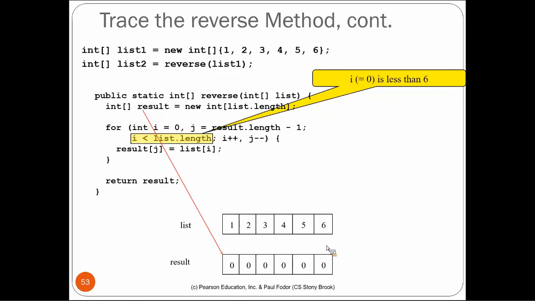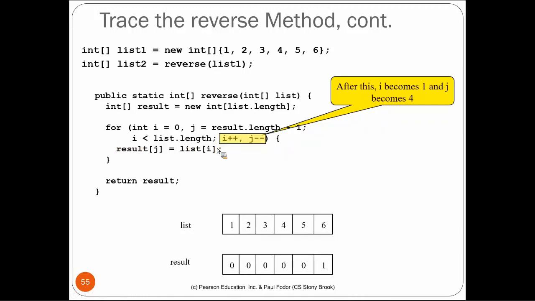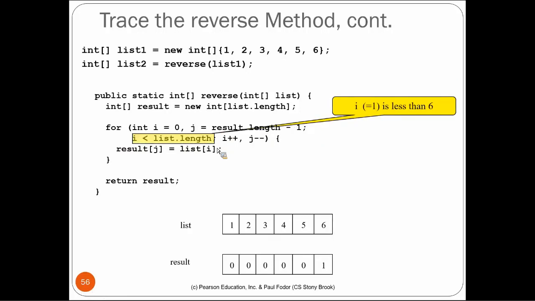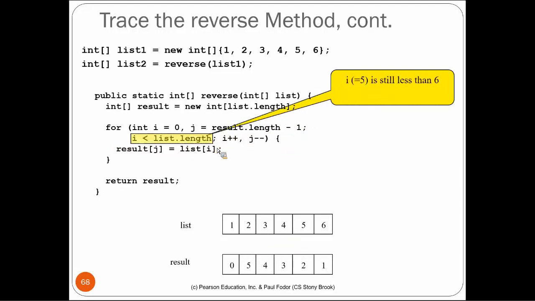And then, as long as i is less than the length of the list, result of j, which is result of 5, the last element, is assigned list of i. And list of i is list of 0, which is 1. So basically, I copy the element from the first position into the last position. Then I increment i to 1, and I decrement j to 4. And result of 4, which is the previous to last element, is assigned the second element in the first list. And the process continues to basically assign the elements in reverse order.